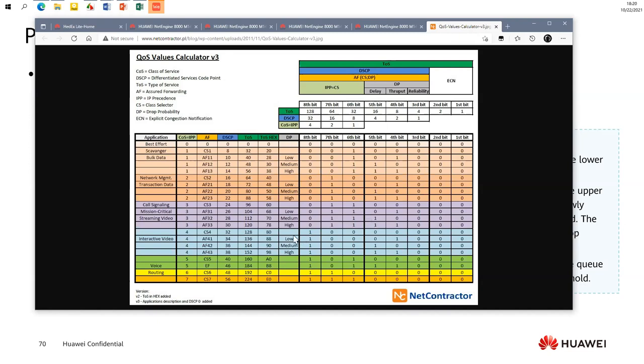What is it? This picture is okay. You can say EF43, the drop rate is high. And EF3 is marked for voice and video. Voice most of the time will be marked as EF, because EF most of the time will be defined as the PQ type, the voice.